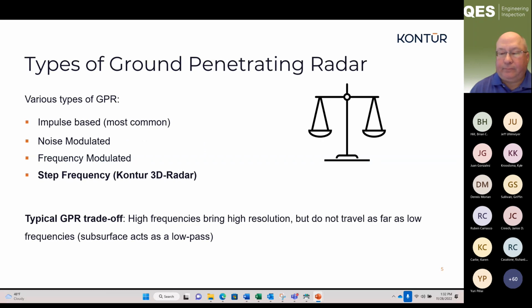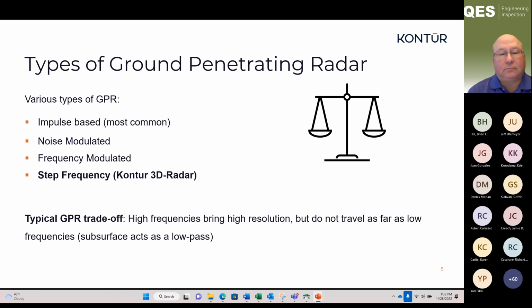Okay, moving on from stripping into ground penetrating radar, there's a number of different types of ground penetrating radar that are in use. A very common type is the impulse-based system, which some of you are very familiar with. There are others like noise modulated, frequency modulated, but the one we're going to focus on is the stepped frequency contour 3D radar. The reason this is important to understand is that the stepped frequency allows us to do both high and low frequency measurements, not necessarily simultaneously, but in steps.